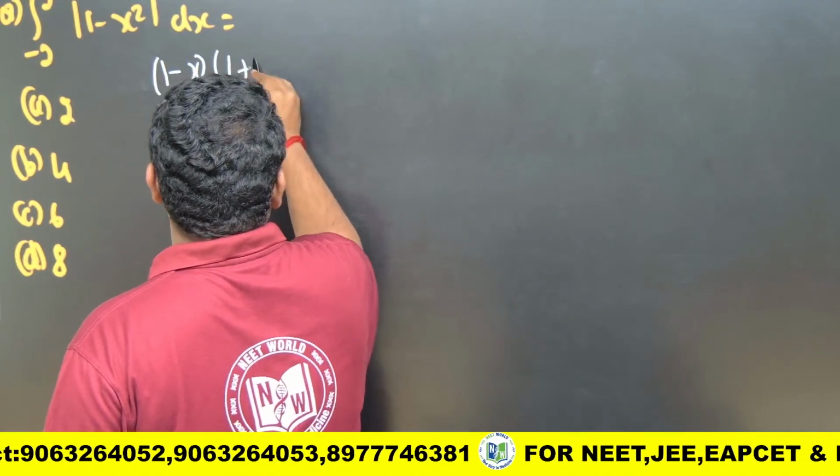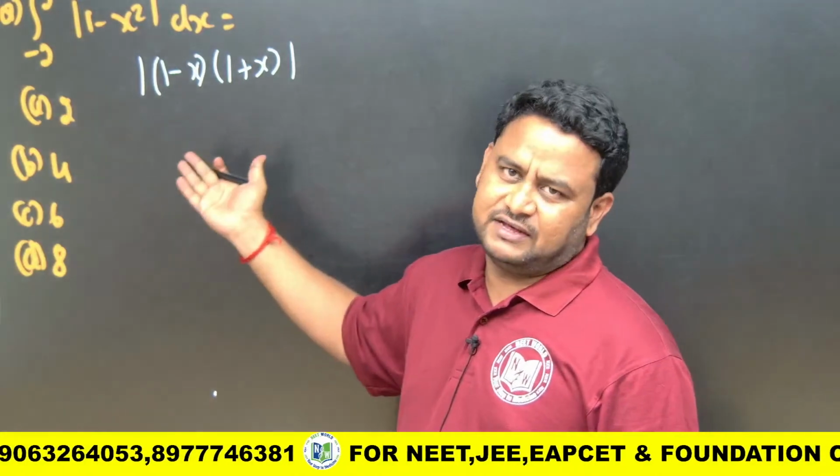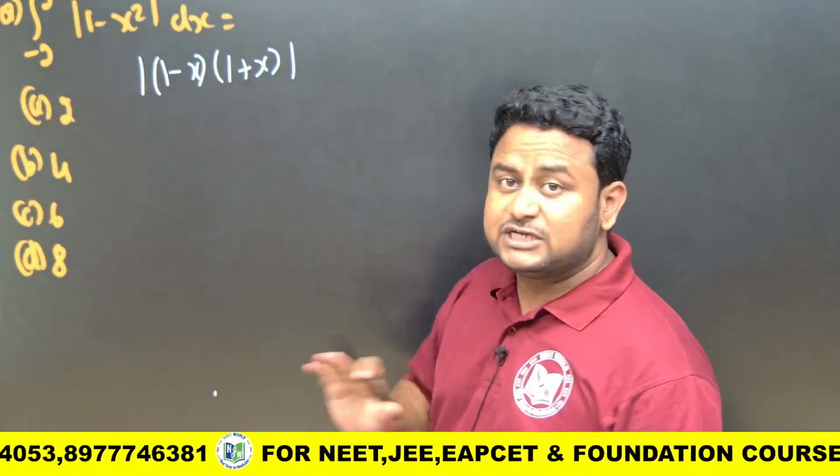See here, they are telling the integral of minus 2 to plus 2 of modulus of 1 minus x square. So this is a modulus function. I can write this 1 minus x square as 1 minus x into 1 plus x within the modulus sign, right? But that doesn't help me in any way. Directly I can integrate this, but I should know the integrals.